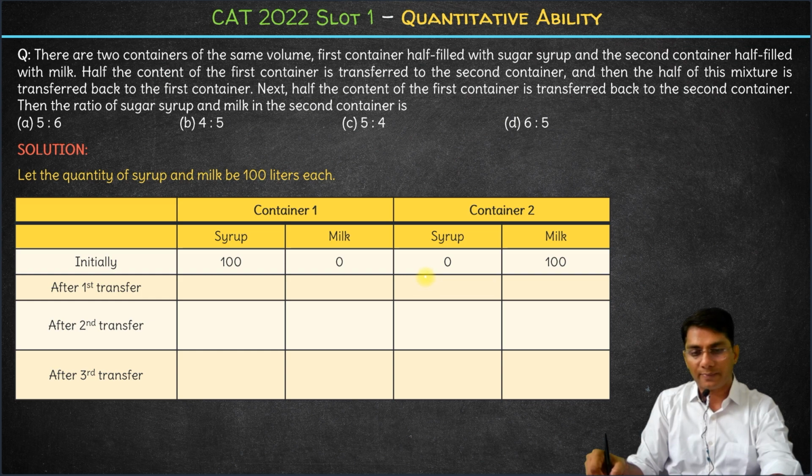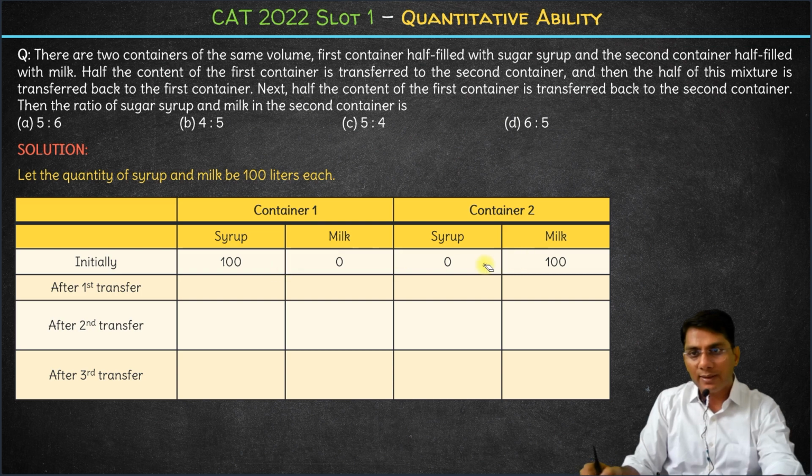Now what happens is you transfer half the contents of container 1 to container 2. The total quantity here is 100 and the total quantity here is also 100. Now if half of this is being transferred, that means 50 liters is transferred. So half of syrup and half of milk will be transferred. Since there is no milk, only syrup will be transferred. So the full 50 liters that is being transferred will be syrup.